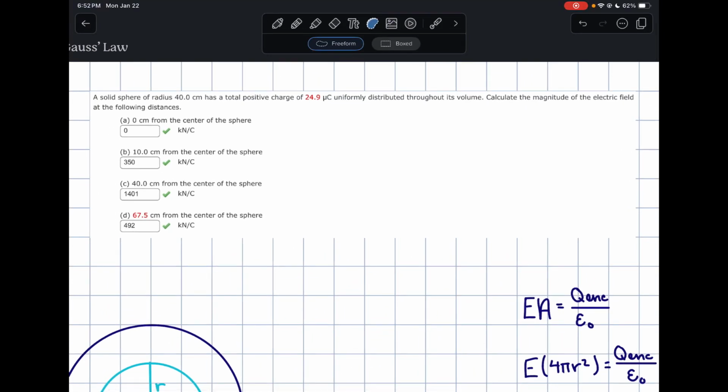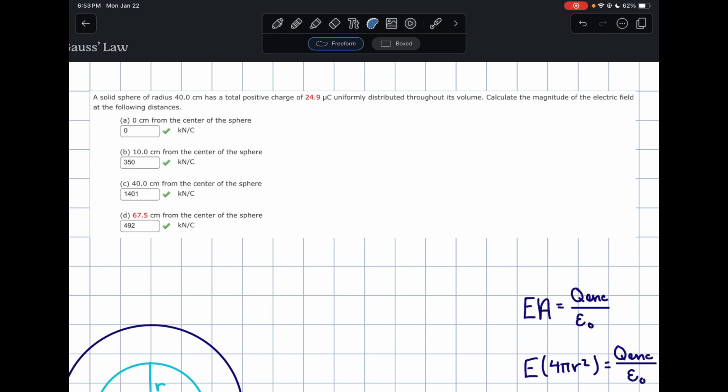Today we will be working on Gauss's law. Let's take a look at our problem. A solid sphere of radius 40 centimeters has a total positive charge of 24.9 microcoulombs uniformly distributed throughout its volume. Calculate the magnitude of the electric field at the following distances.